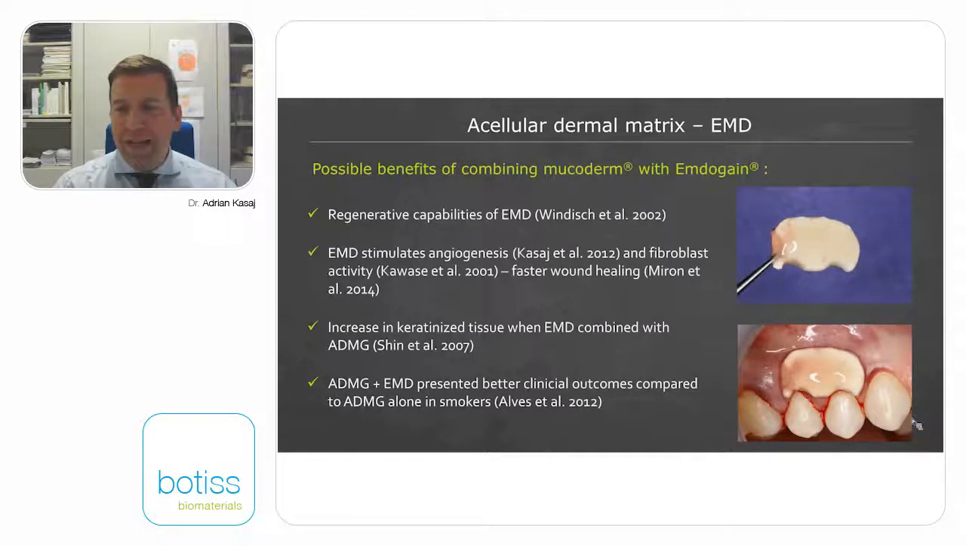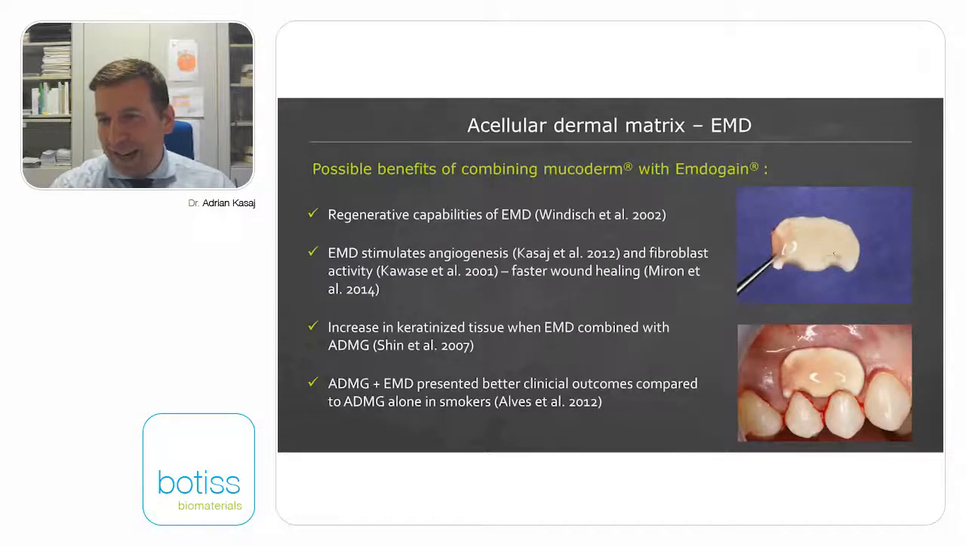So this is not to look now at the cost effectiveness, but it is really an attempt to improve the outcomes of the mucoderm matrix to come as close as possible to the clinical outcomes of the autogenous tissue. You can see here the combination of the mucoderm matrix and the Emdogain.